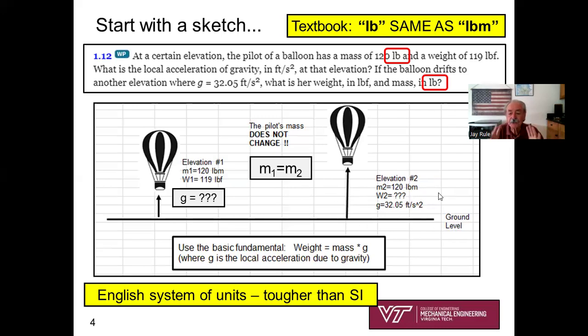Both of these states, state 1, elevation 1, and state 2, elevation 2, I'm showing relative to ground level just to kind of use some common sense, okay? And also in my sketch, I said we're going to use the basic fundamental: weight equals mass times the acceleration due to gravity. That one you've got from high school. So this ought to sail along pretty fast, except for some English system details.